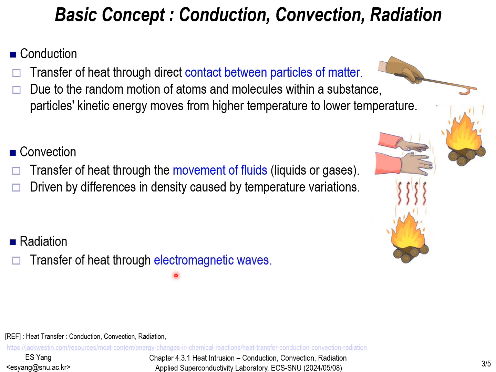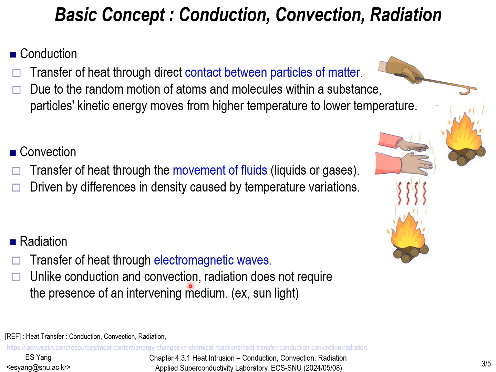Lastly, radiation is the transfer of heat through electromagnetic waves. Unlike conduction and convection, radiation does not require any intervening medium. An example of radiation is the heat from the sun, and another example is the heat from a flame being transferred to your hand through electromagnetic waves, as shown in the illustration on the right. Thus, heat is transferred through three methods: conduction, convection, and radiation.